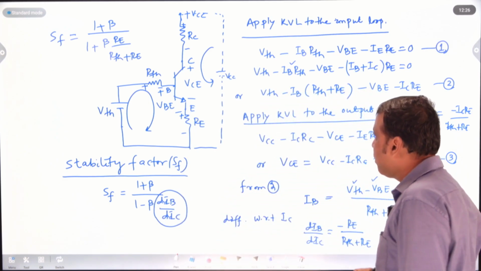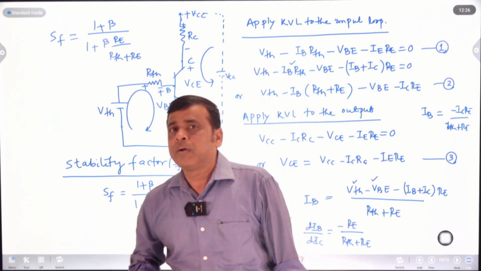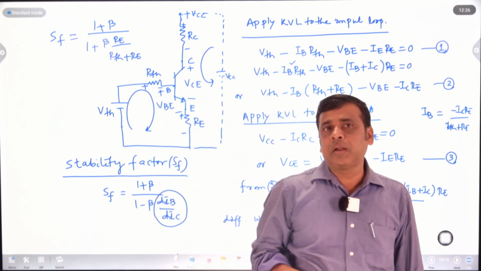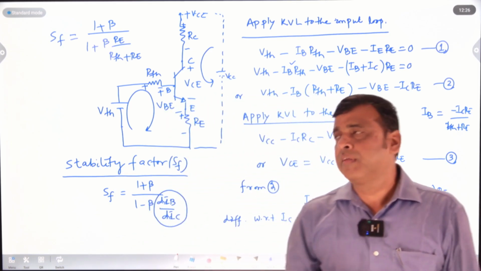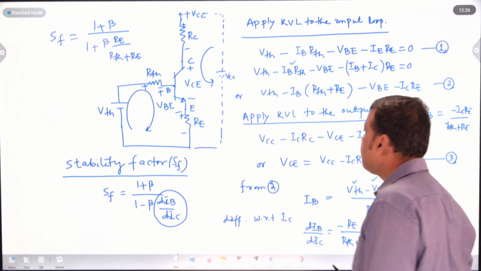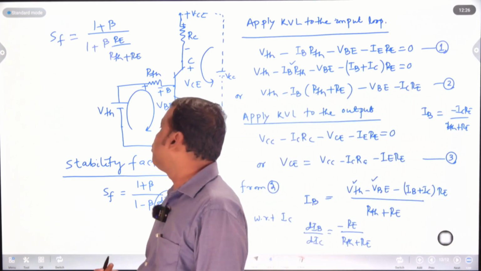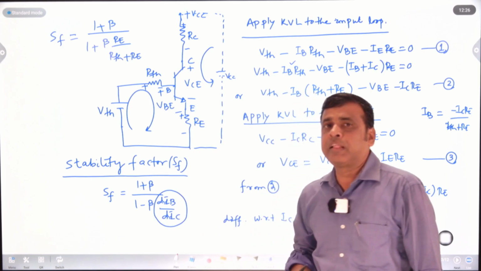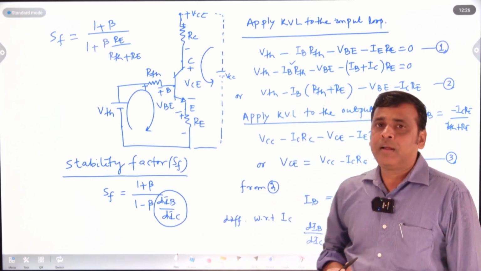So we have to prefer the voltage divider biasing compared to fixed biasing, collector to base bias and emitter biasing. As far as the design point of view, we have to choose the voltage divider bias rather than fixed bias and emitter bias.